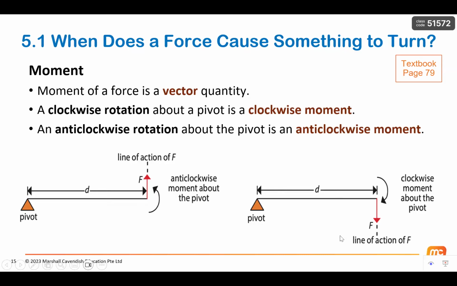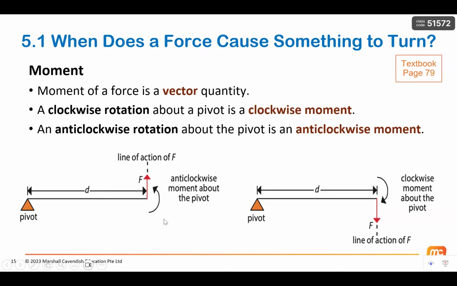Okay, so in this picture over here, I have my pivot here. I have my force here. So if I exert a force downwards over here, my rod will turn this way. So it's in the same direction as how your minute hand or hour hand moves in your clock. So it's called a clockwise moment. And if my force is going upwards, then this rod will move anti-clockwise. It will rotate upwards. So it's an anti-clockwise moment.